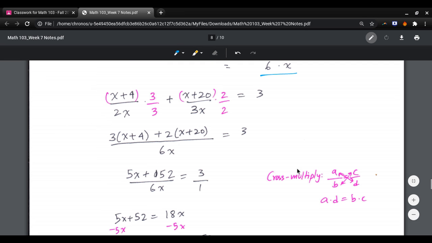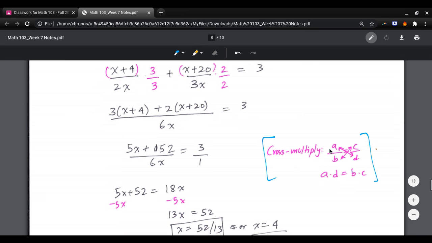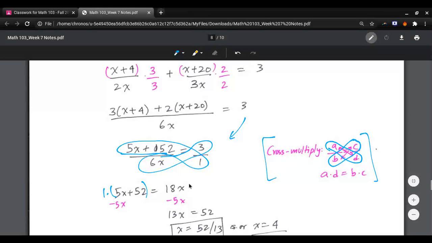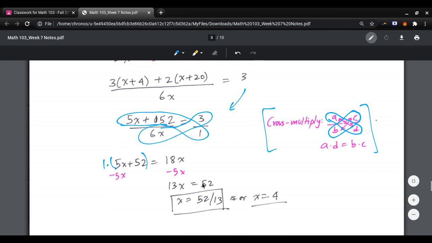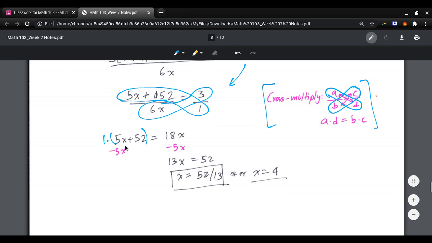Now here I'm introducing a new concept, which is called cross multiplication. If you have two fractions that are equal to each other, you can multiply them across and the terms are going to be equal: a over b equals c over d means a times d equals b times c. So here, I'm going to multiply across in this way. And don't worry if you don't have a fraction on one side, you can always make 3 into a fraction as 3 divided by 1. So 1 times 5x plus 52 becomes equal to 3 times 6x, which is 18x. And then it's your regular linear equation that you can solve and you can verify.